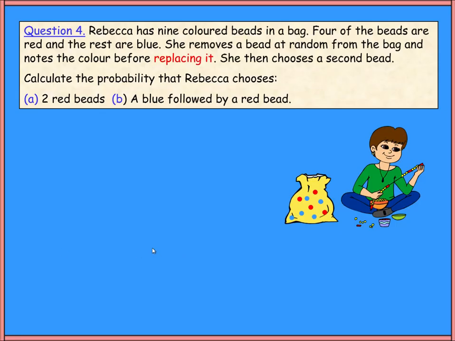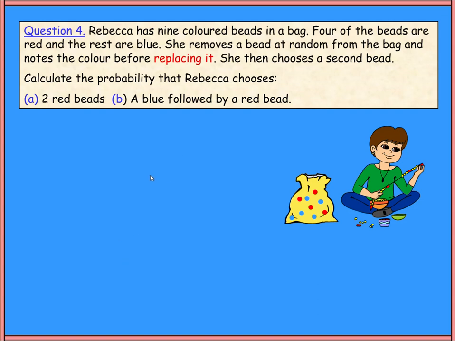So question for you. Rebecca has 9 colored beads in the bag, 4 are red, the rest are blue. She removes a bead at random from the bag, notes the color, replaces it. Then she chooses a second bead. Important that she replaces it because that keeps it independent. So calculate the probability that Rebecca chooses 2 red beads and then a blue bead followed by a red bead. So what I want you to do is click pause, work it out, and then click play to check the answer.